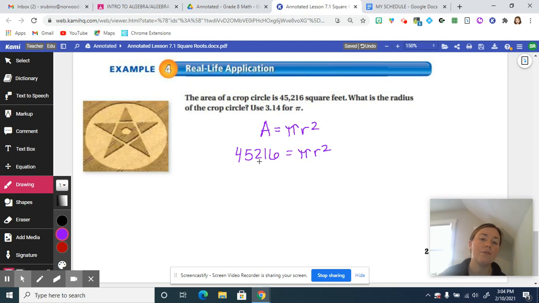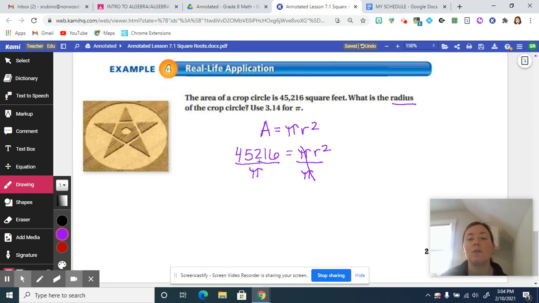We need to solve for r. It is asking us what is the radius. Okay, so we know how to solve for a variable. We need to use inverse operations. So first, let's get rid of this pi that is written out front. Remember, when we are solving for a variable, we do order of operations in reverse. So we're actually going to get rid of the multiplication before we look at the exponent.